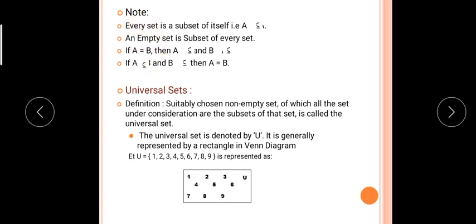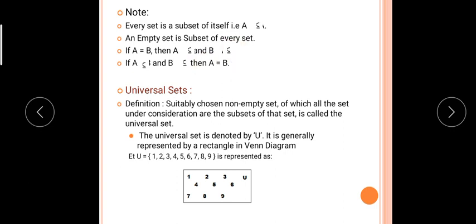For example, if set A has 1, 2, 3 and set B also has 1, 2, 3, it means that A is equal to B. Then A is a subset of B, and we can say that B is also a subset of A. Same thing, vice versa. Vice versa means what? When A is a subset of B and B is a subset of A, we can say that A is equal to B. So this is the concept of subset.